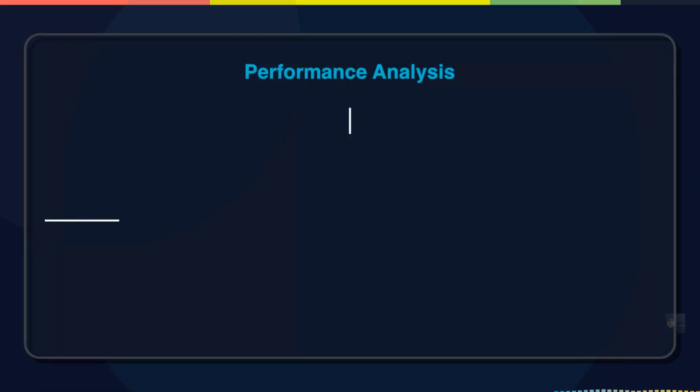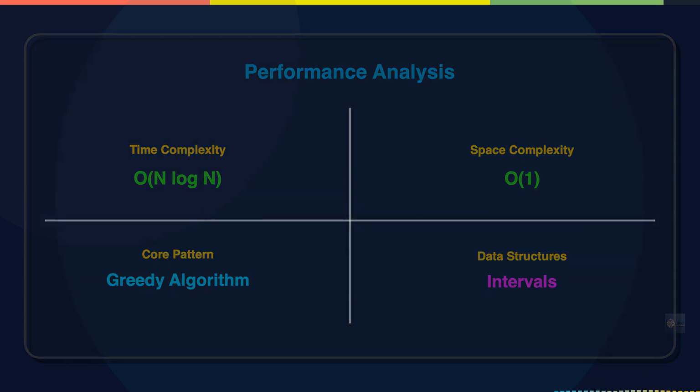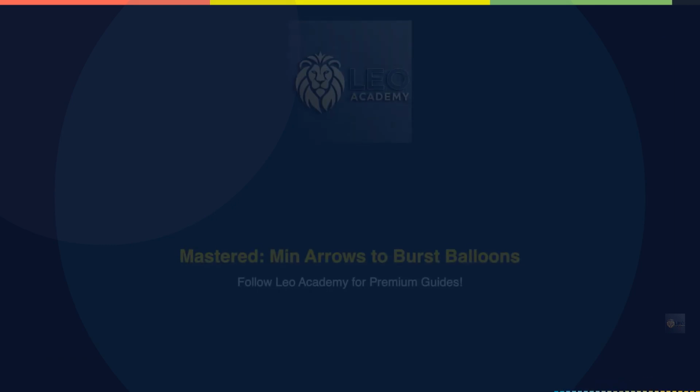Looking at the complexity, the time complexity is O of n log n, because of the sorting step. The space complexity? O of n or O of log n, depending on the sorting implementation's stack space. And that is minimum number of arrows to burst balloons, mastered.